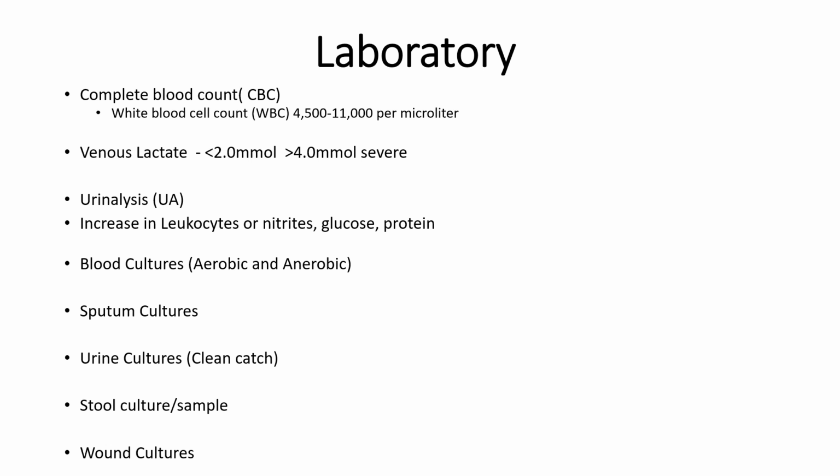We can check UAs. They can most certainly show infection, especially if we think there's a UTI going on. It can show us any increase in leukocytes in the urine. Sometimes if there's a little bit more blood present or nitrates within the urine, that can most certainly show us that there's an infection.